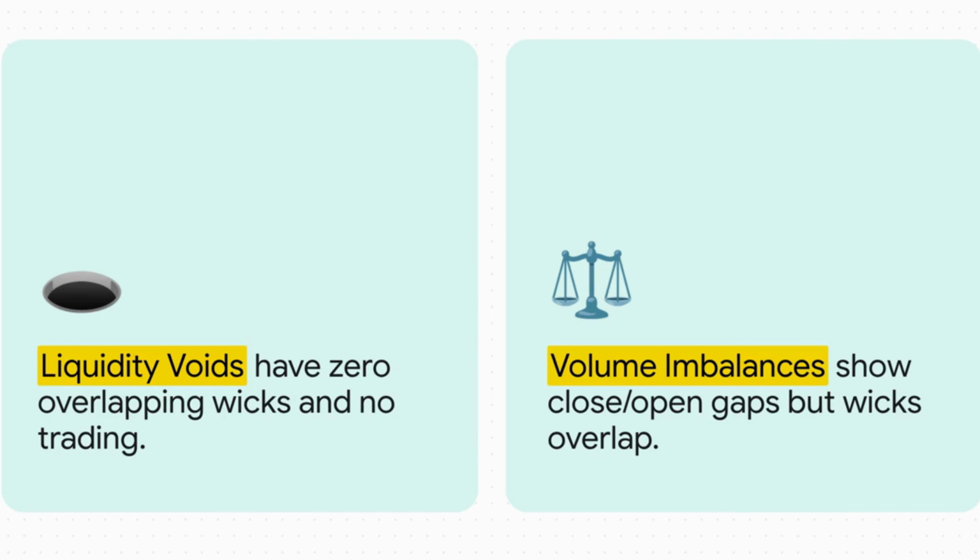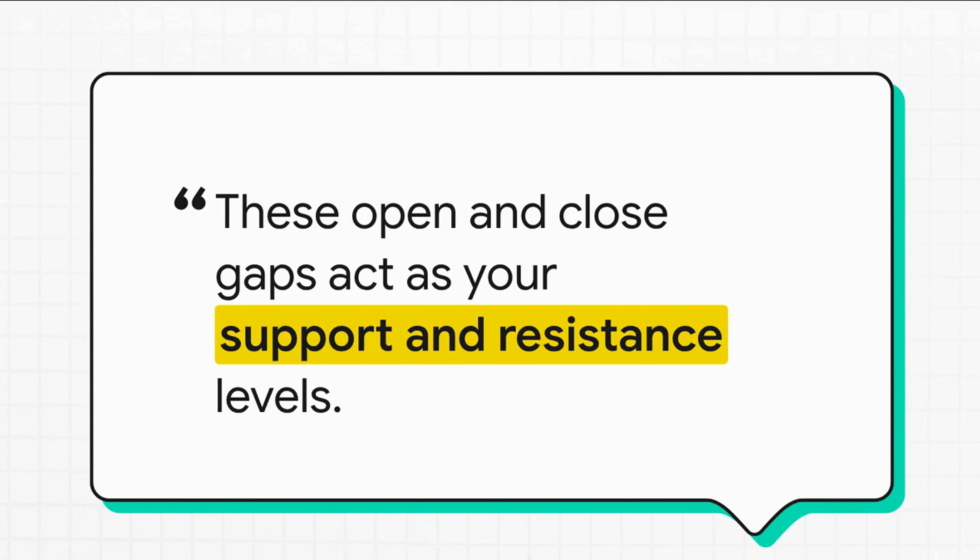But a volume imbalance is different. The bodies gap, but the wicks actually overlap, showing a little bit of trading happened. That volume imbalance acts as a strict structural floor or ceiling. Here is a rule to just permanently burn into your brain. Whenever you see these gaps, especially those volume imbalances, they are not just empty space. They are fortified zones. As long as the price stays above an upward gap, your uptrend is totally safe. That gap is your floor.